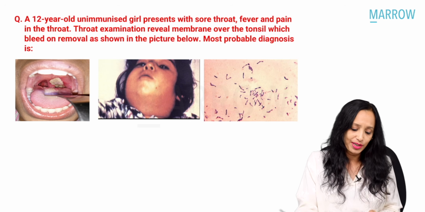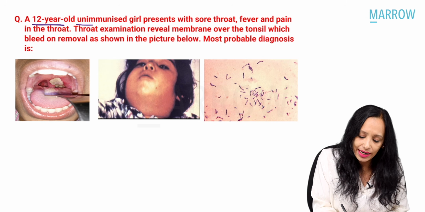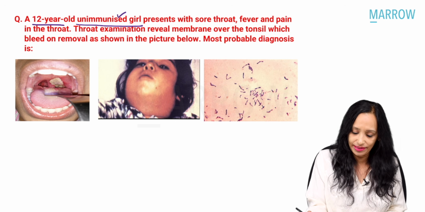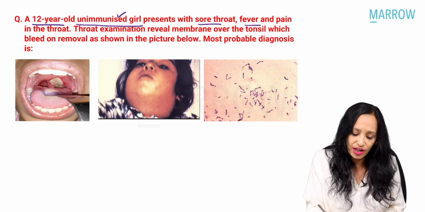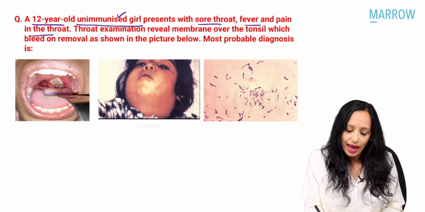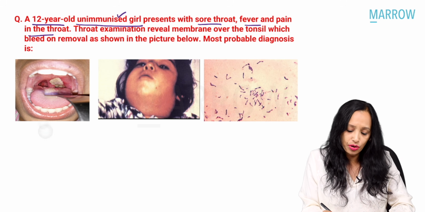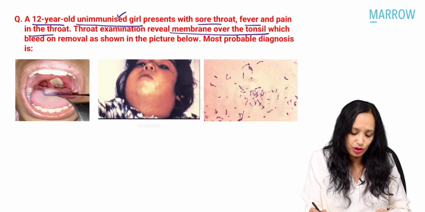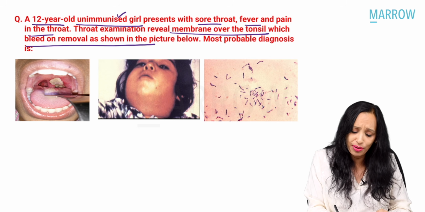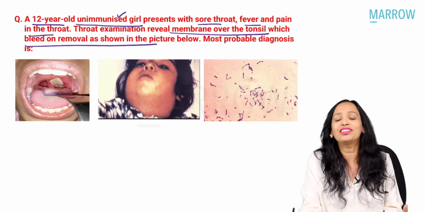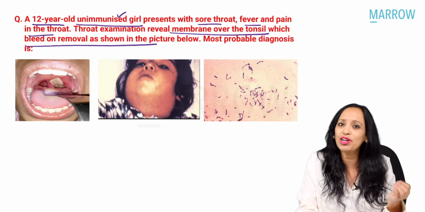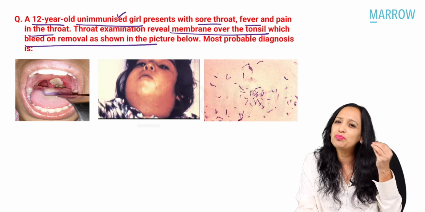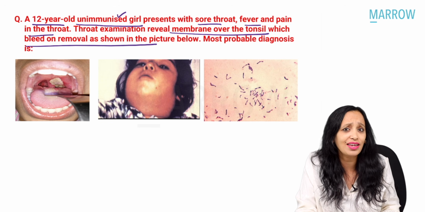Yes, a very important question. 12-year-old unimmunized child with sore throat, fever, pain in the throat, and what we are seeing is throat examination reveals a membrane over tonsil which bleeds on removal. So, this much history, we do not need any picture. Unimmunized child, membrane over tonsil which bleeds on removal tells you it is, yes, diphtheria.